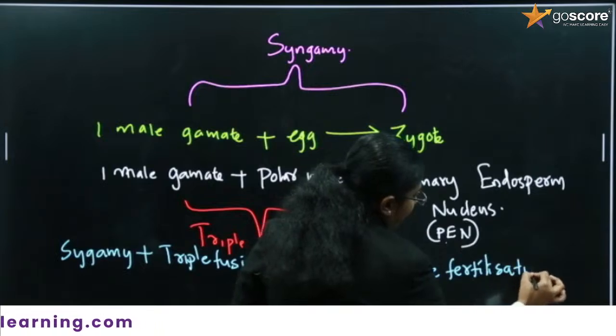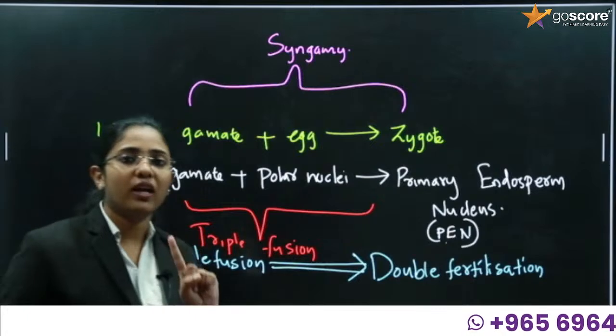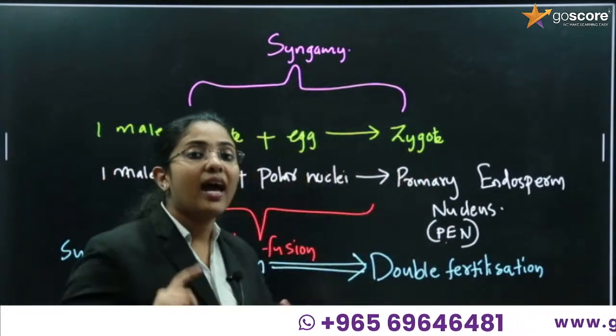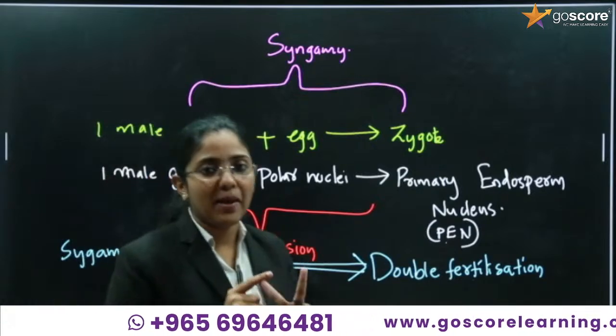Okay, is it clear now? There are two male gametes. One has to fuse with a female gamete, that is the egg, to form a zygote, and that process is known as syngamy.